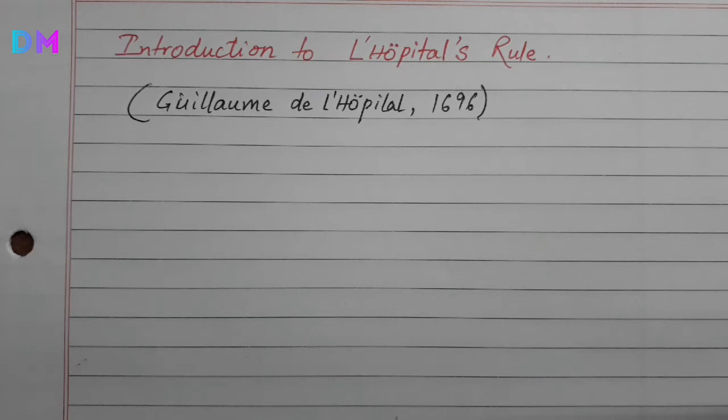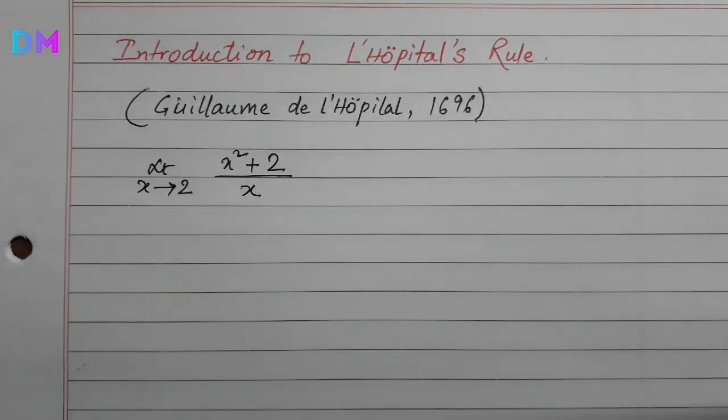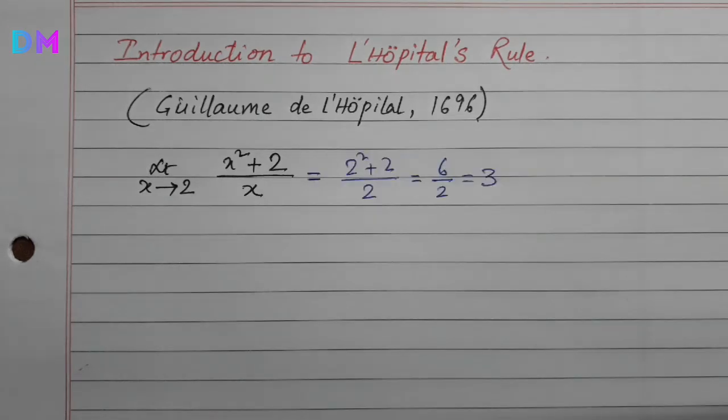But before that I want to give you one example. Suppose we want to find out the limit, that is limit x tends to 2, (x square plus 2) by x. What will be the answer? Certainly one should put x equals to 2 and simplify the expression, we will get the answer as 3.